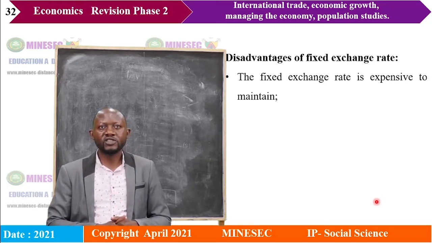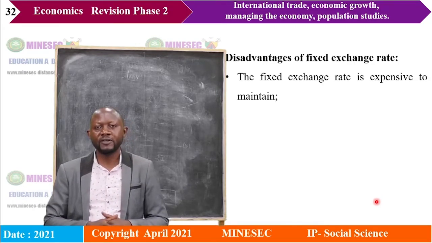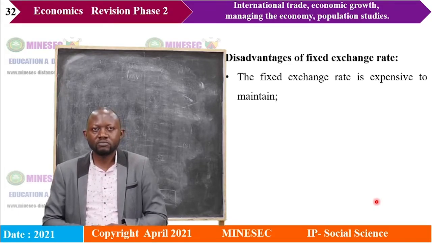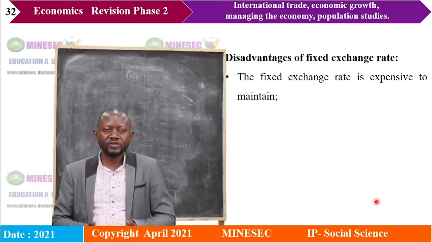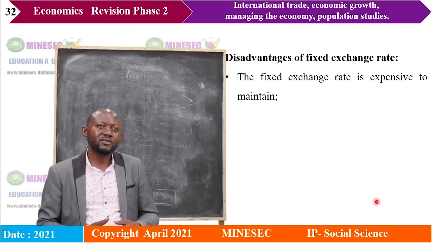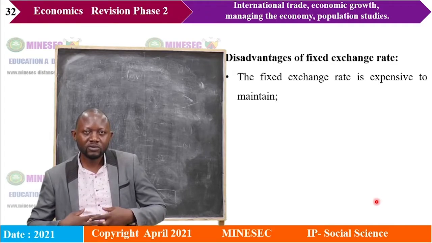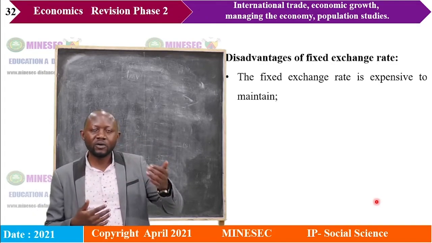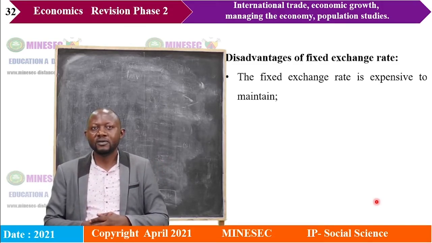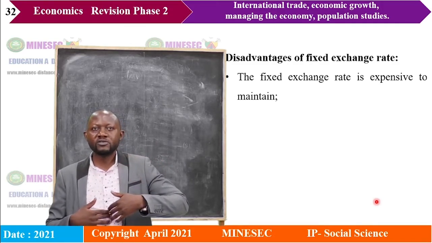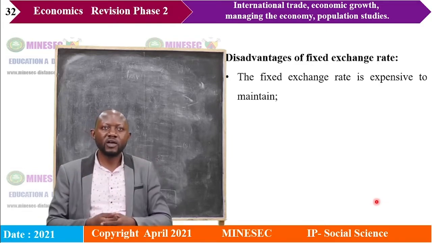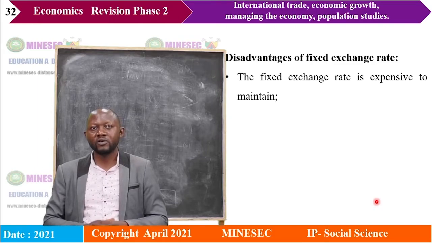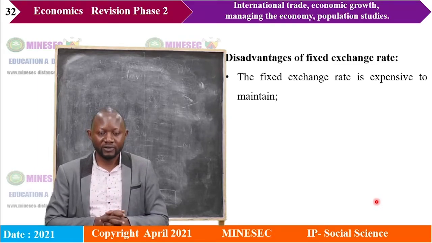The fixed exchange rate is expensive to maintain, very expensive. The government needs to use official reserves in order to buy or sell. When it's threatening to go up, it sells, and it buys when it's going below, in order to maintain the rate. So it's expensive for the government because they have to stockpile official reserves in order to control that.